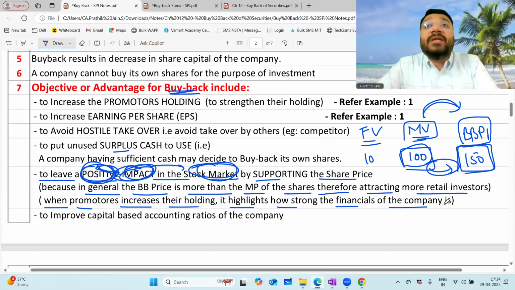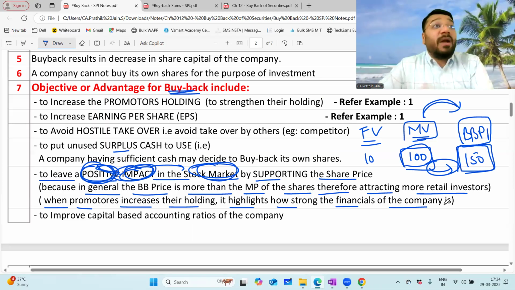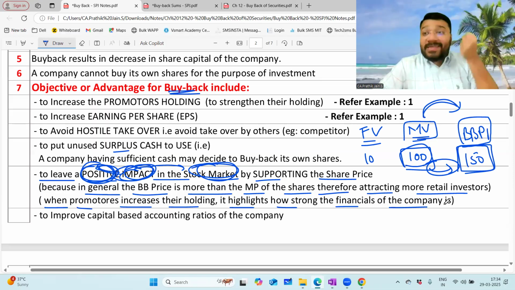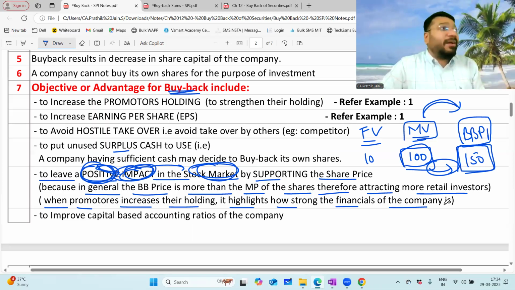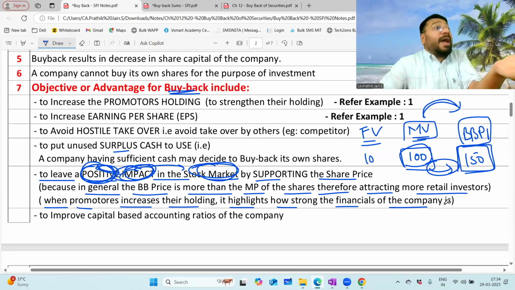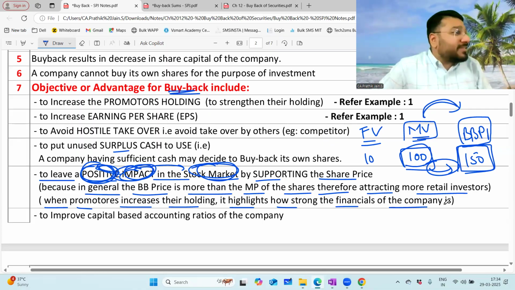Please understand, buyback means what? The company is trying to buy back its own shares from the existing shareholders, which means what? How much money they should have in their pocket. Only when the company has strong reserves and surplus does it think about buying back. So the company is executing a buyback. Imagine how much money will be there in the bank balance.